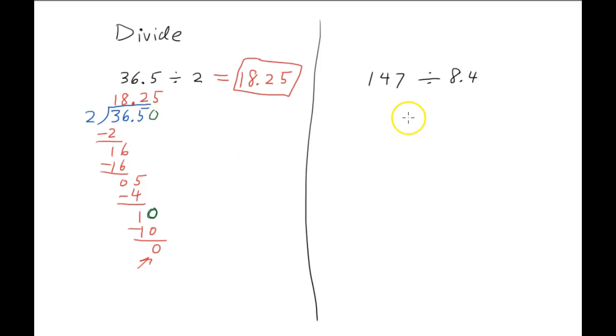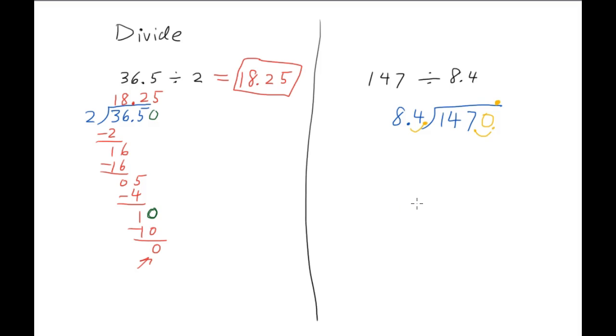Next problem, 147 divided by 8.4. We're going to write this the same way. 147 goes in the house. 8.4 is trying to get inside the house, so it's outside there. Now on this step, we know that we need to move that decimal point to the end of the divisor. So let's do that. And if you don't see a decimal point, it's implied that it's at the end of the dividend. So we're going to move it over and we're going to put in a 0.